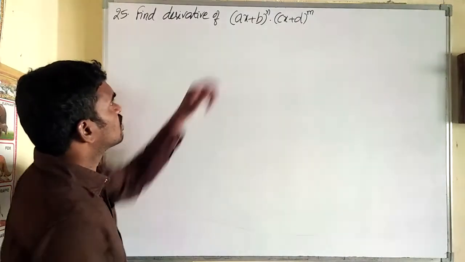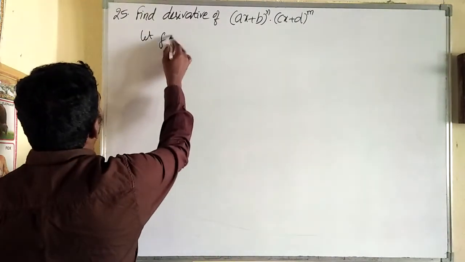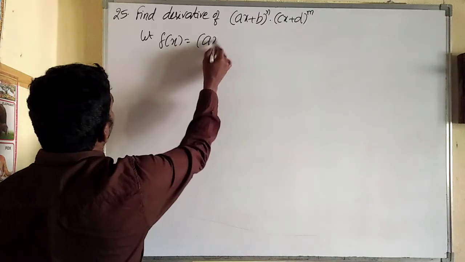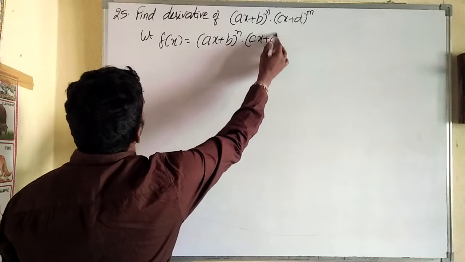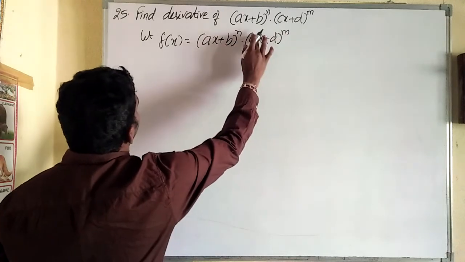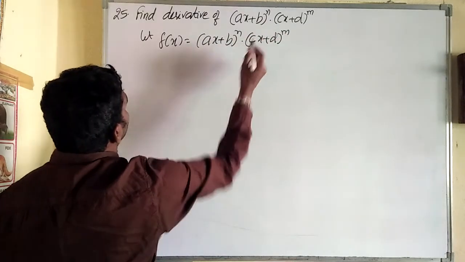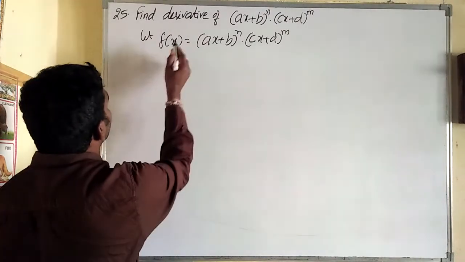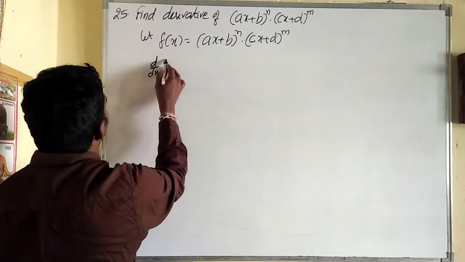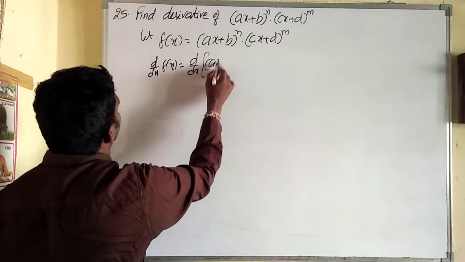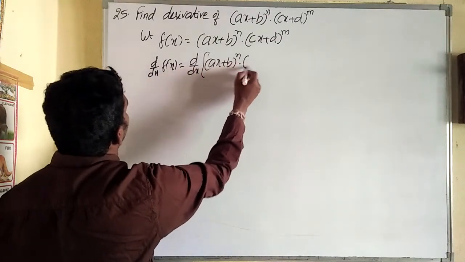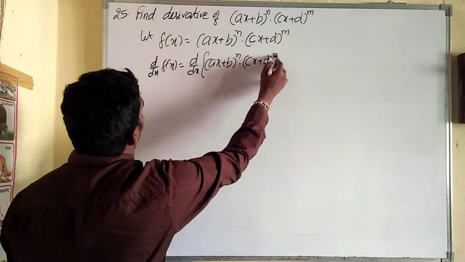Find the derivative of ax plus b whole power n into cx plus d whole power m. Let f of x is equal to (ax plus b) whole power n into (cx plus d) whole power m. Take the derivative, that means d by dx of f of x is equal to d by dx of (ax plus b) whole power n into (cx plus d) whole power m.